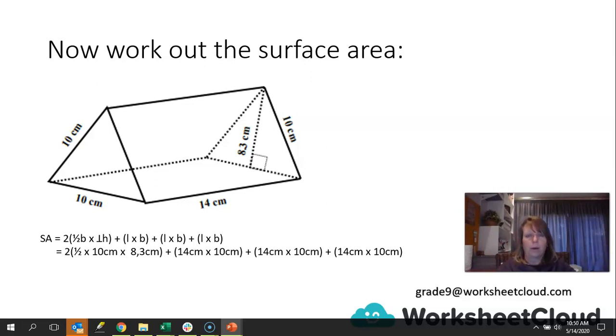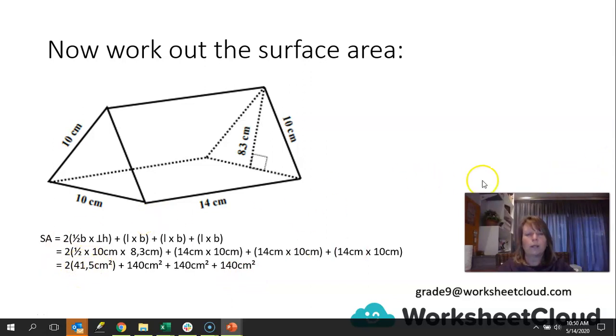Okay, let's carry on. We're going to work out what this bracket gives me. It's going to give me 41,5, because you can say half of 10 is 5. 5 times 8,3 is 41,5 centimeters squared. Work out each of these brackets. It's 140, 140, and 140, and each of them is centimeters squared.